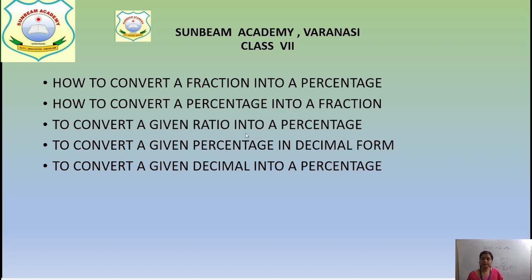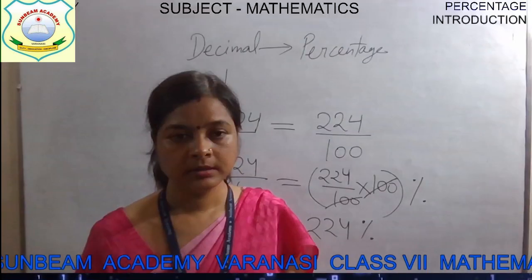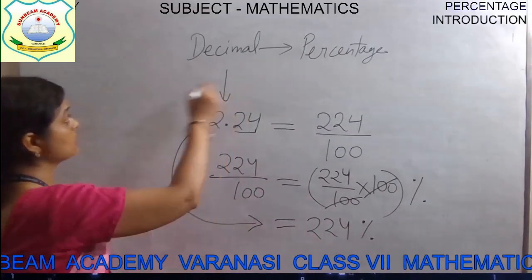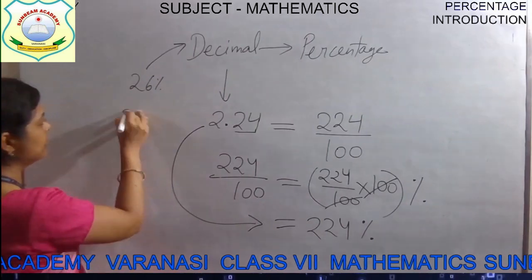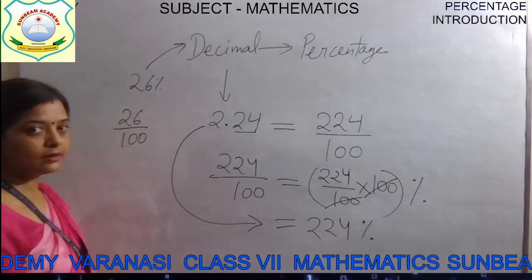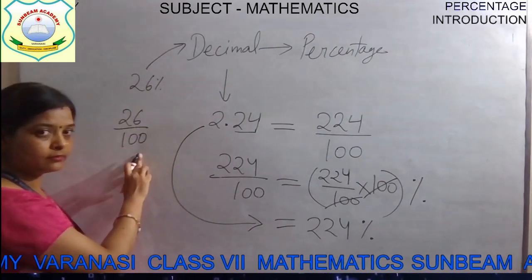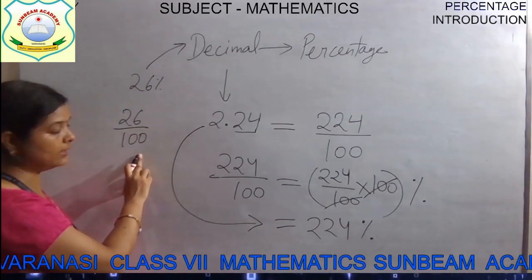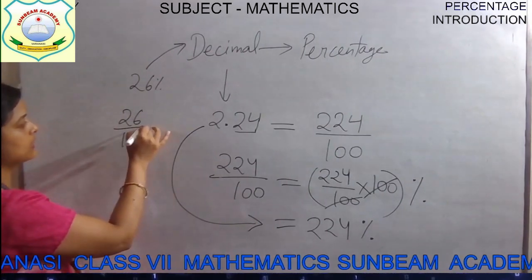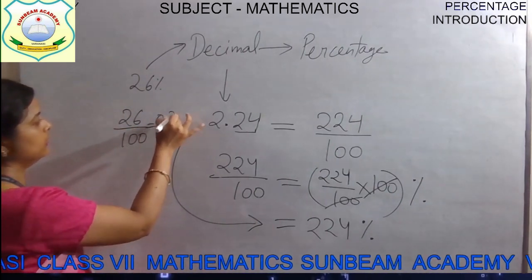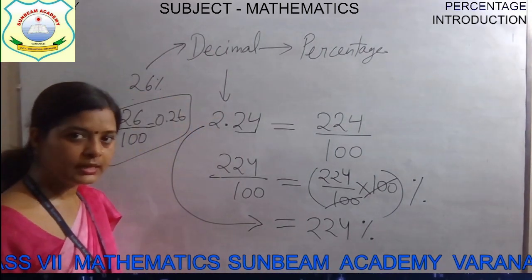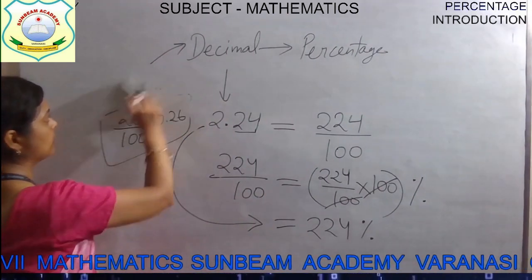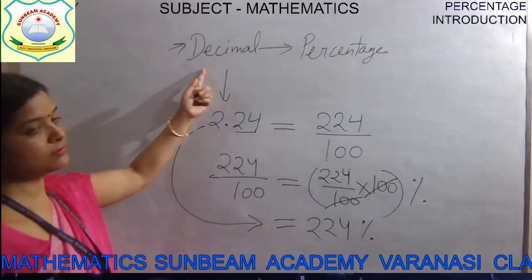How to convert percentage into decimal? Same process. If a percentage is given, say 26%, how will you convert it into decimal? You can write 26% as 26 by 100. Percent means out of 100. And this can be written as 0.26, isn't it? So now this percentage is converted into decimal. And the last topic, already on the board, is how to convert a decimal into percentage.